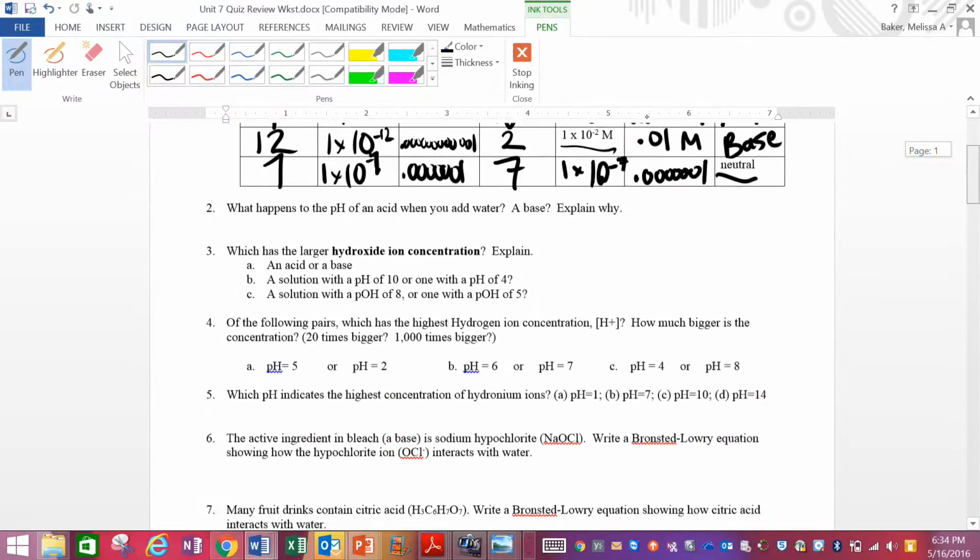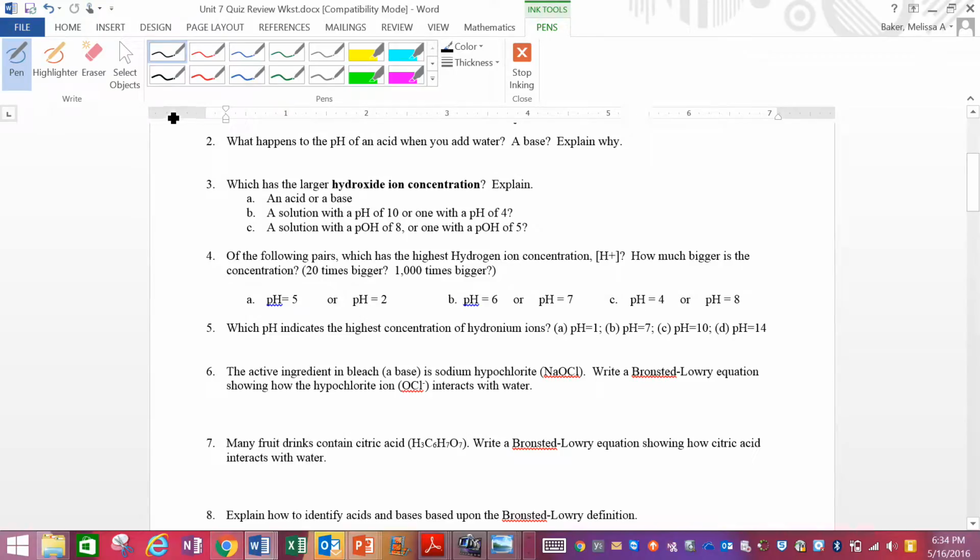What happens to the pH of an acid when you add water? Well, when you've got a pH of an acid, it's probably close to 0. So when you add water, it goes up until it reaches 7. And for a base, maybe you've got a base where the pH is 14. When you add water to it, it's going to decrease until 7, a pH of 7.